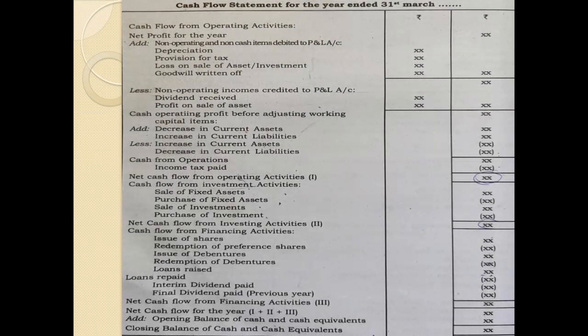This is the actual format of a cash flow statement, and the first part includes cash flow from operating activity, and we have discussed in detail all the contents of it. See, net cash flow from operating activity, up to this point, is the first part of the cash flow statement.